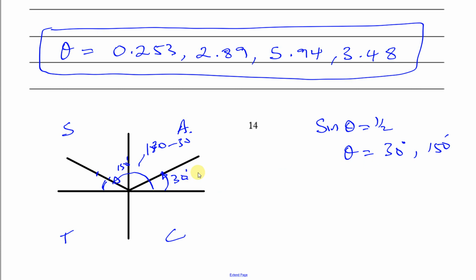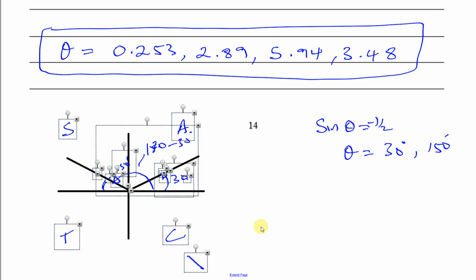Now supposing it was sine theta equals minus a half. Whoops. Right, what happens there? What happens there? Come on. Alright. Now what happens there is this.